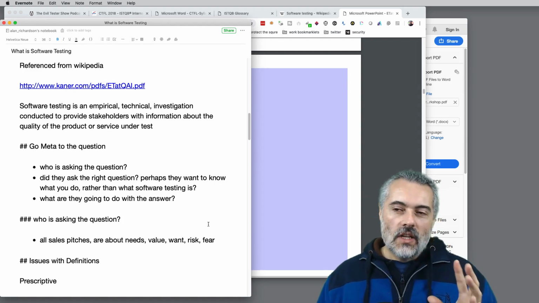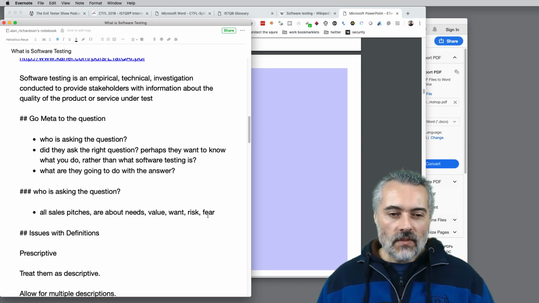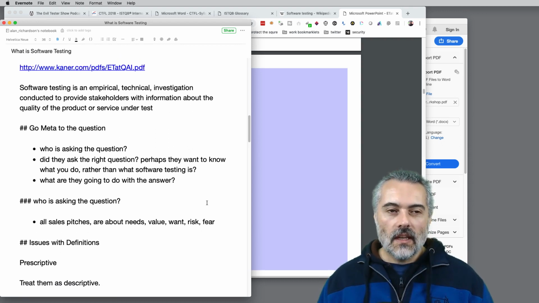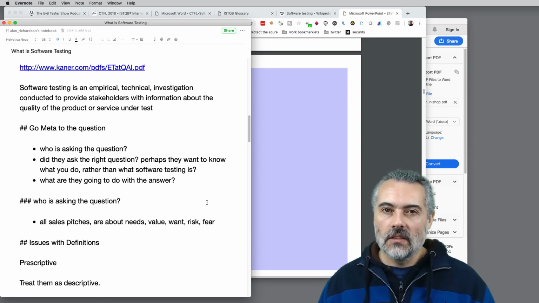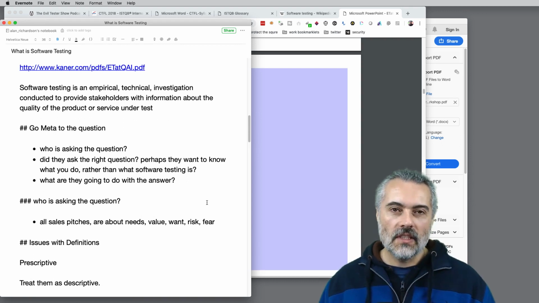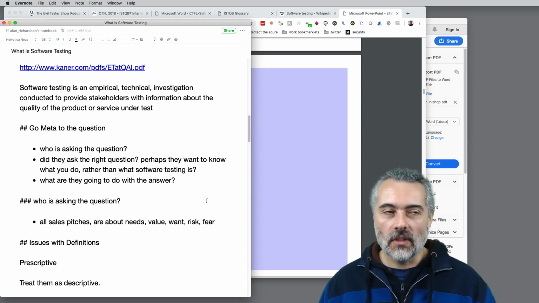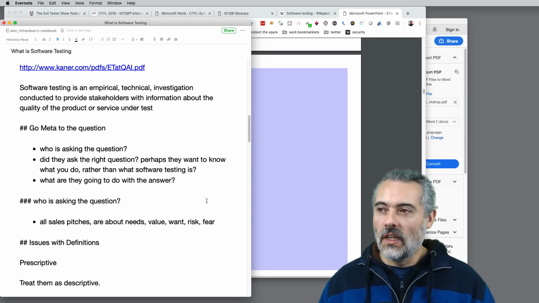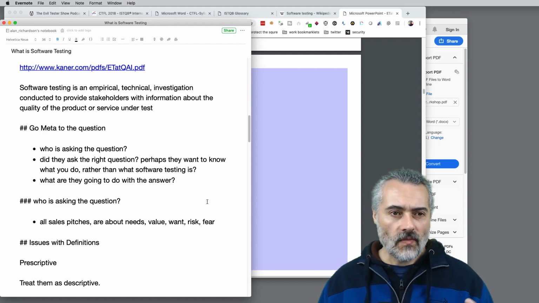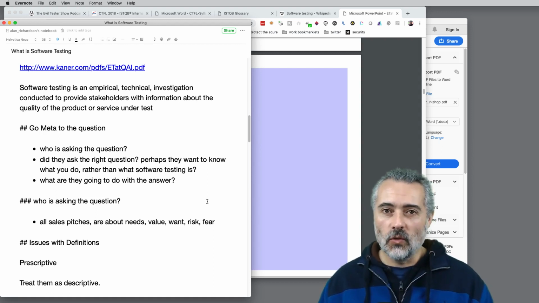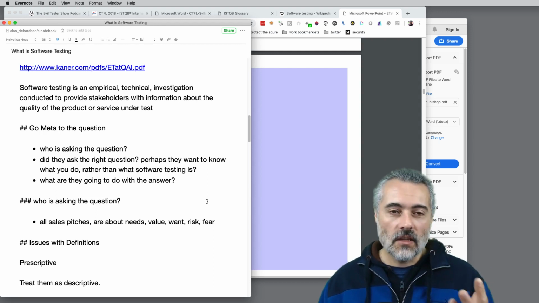So when it's a question for someone else, we have to bear in mind that at this point it's really a sales pitch, right? You're trying to help them understand something, presumably because you want them to see software testing as important. You want them to employ you. You want them to give you more staff so that you can do better software testing. You want them to give you tools so that you can do it better. So there's something out of this. There's a business relationship going on.